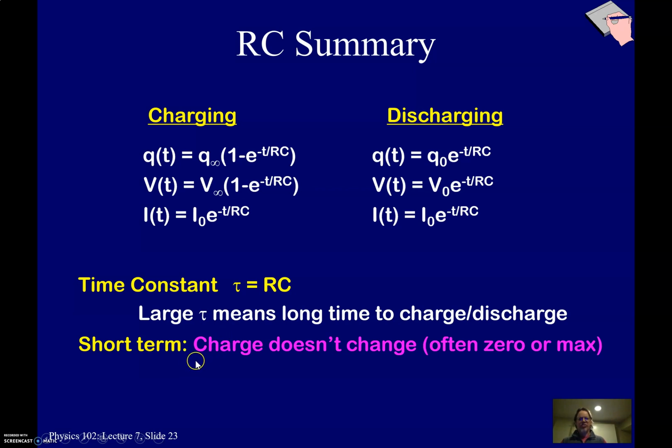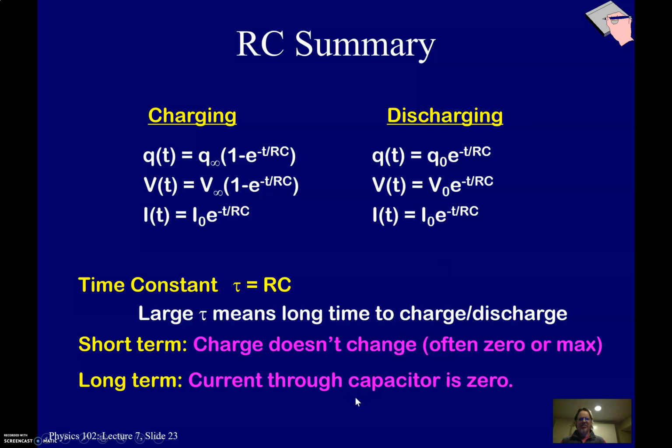Okay, so in the short term, it depends on what you're doing, whether it's a maximum or minimum, whether you're charging or discharging. And long term, the current through the capacitor is 0. Okay? Because there isn't any resistance at the beginning when you have no charge.